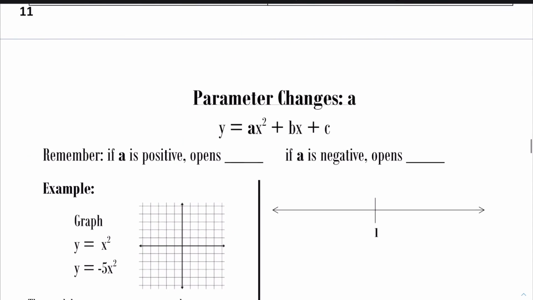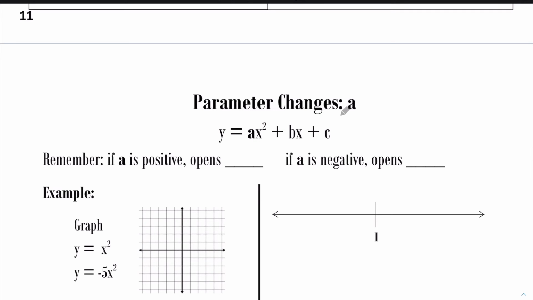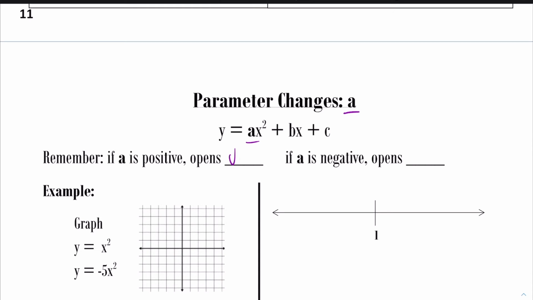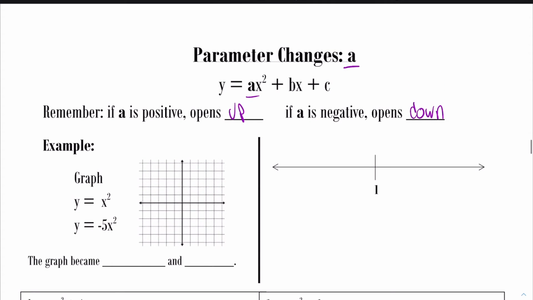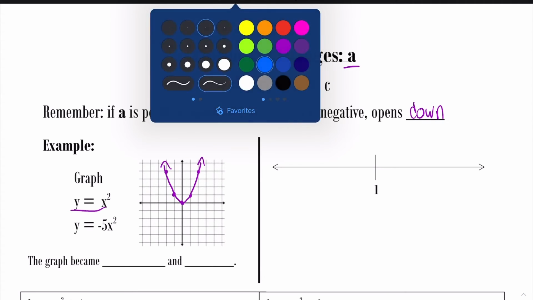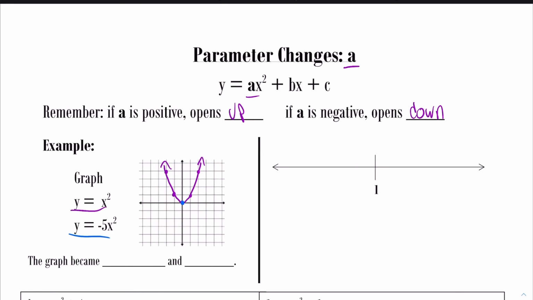Now let's talk about why that is. Whenever we have parameter changes to the variable a, whatever's going to multiply the x squared, you already know that that's going to change whether it opens upwards or downwards. But besides just changing whether it opens up or down, that's the original. Whatever multiplies a is also going to affect how skinny or wide the graph is.